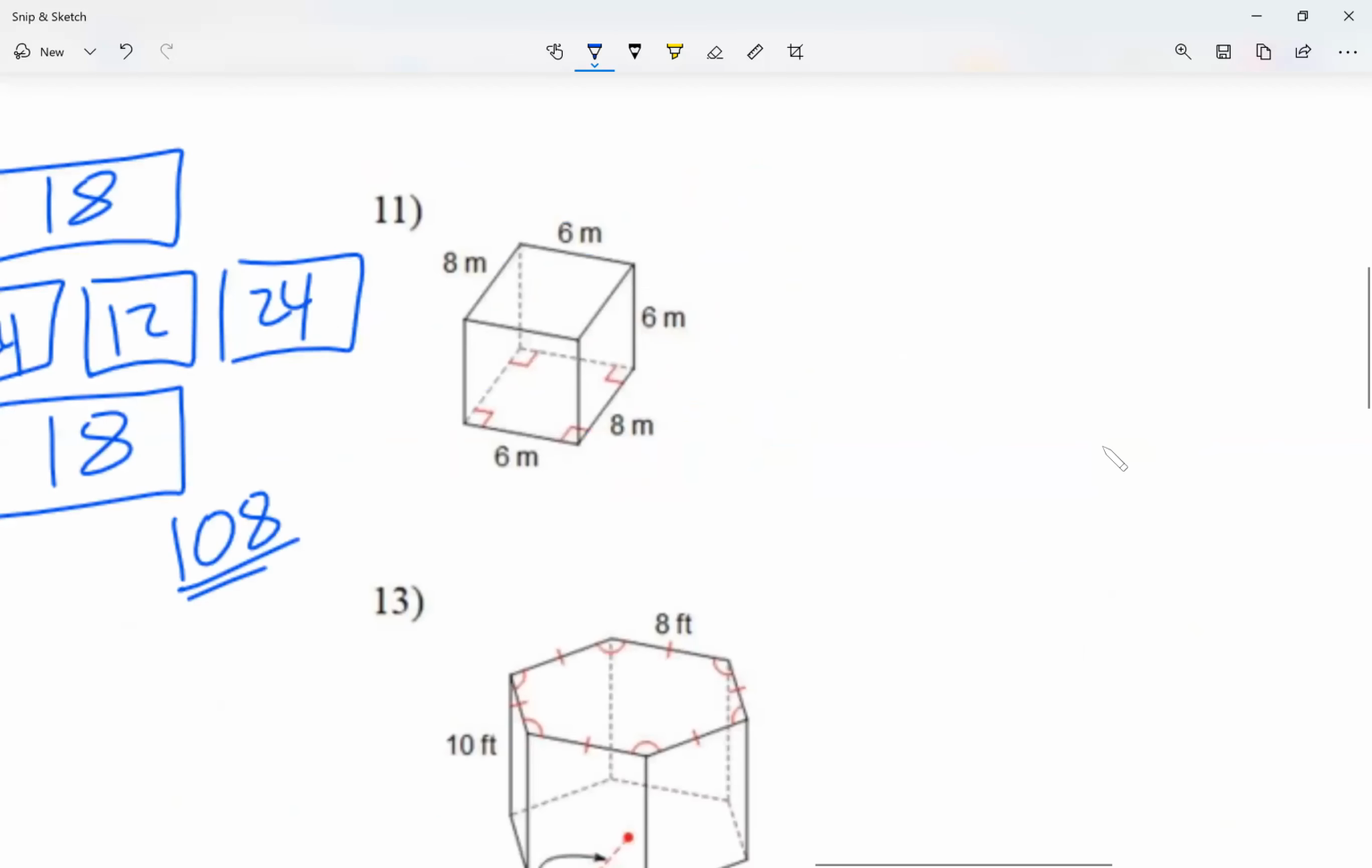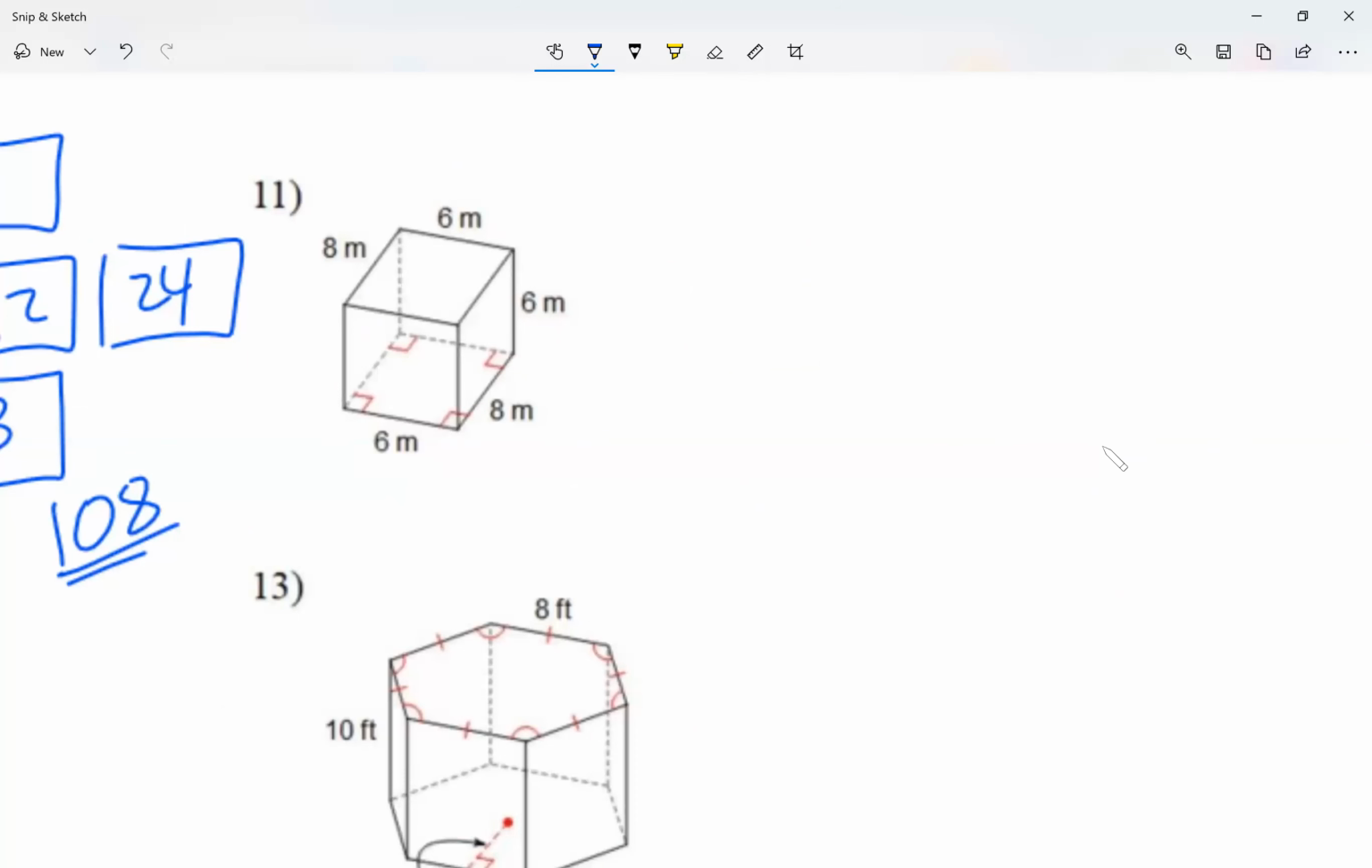All right, let's take a look at question number 11. First of all, let me identify the base. In prisms, what we do is try to find a shape that is not a rectangle, and that is the base. If the base is not a rectangle, we can identify it because in a prism, we have two bases that are the same shape, and the rest are rectangles. So first we try to find a shape that is not a rectangle. That's how we know that's the base.